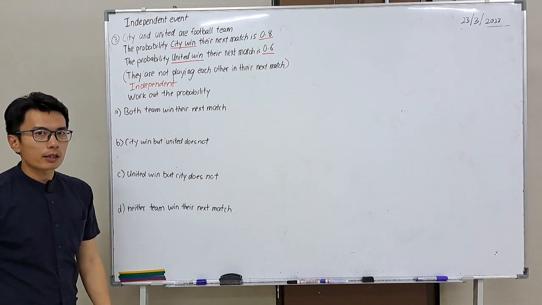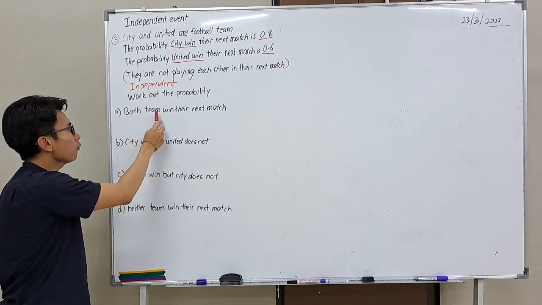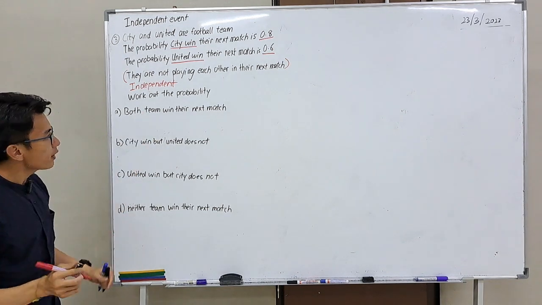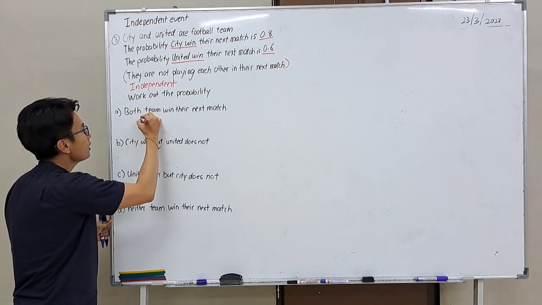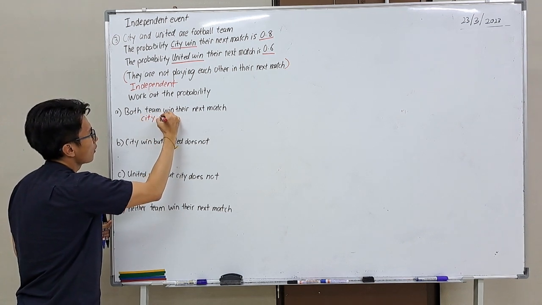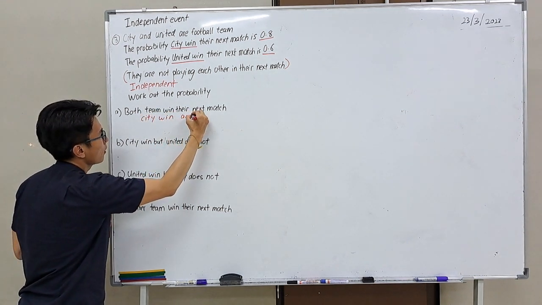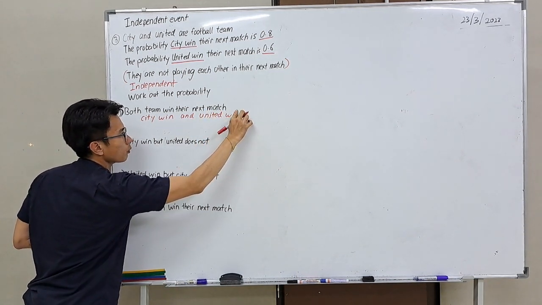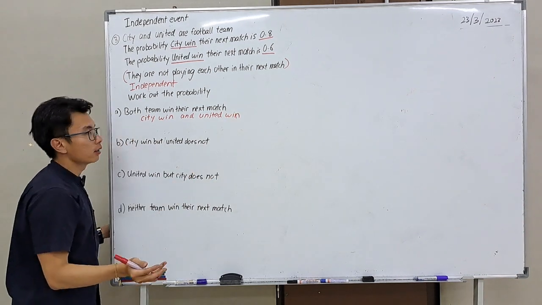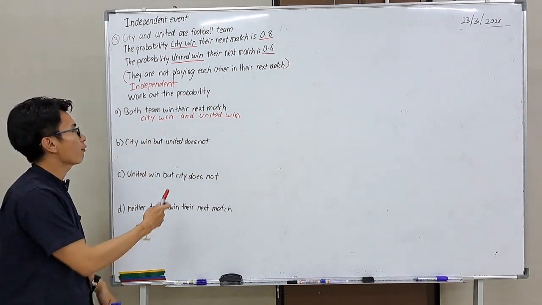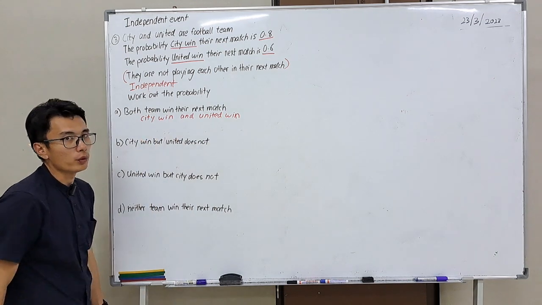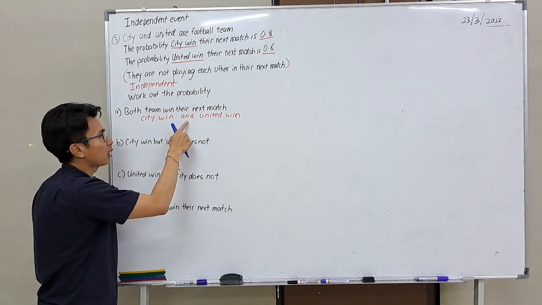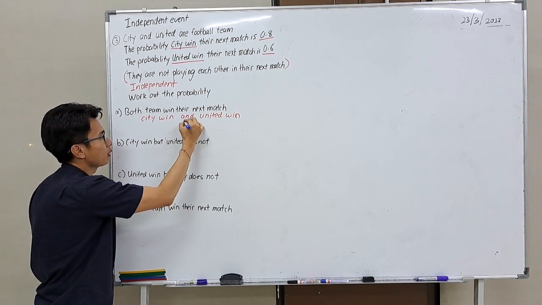The first one here, I think, is quite straightforward. Both teams win their next match. We can rephrase this by saying City wins and United wins. Both teams win their next match, so City win and United win. And in our previous example, we have already understood the meaning of "and" in probability. That's going to mean multiplication.